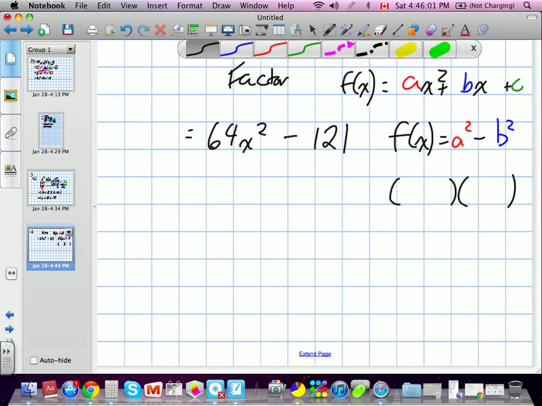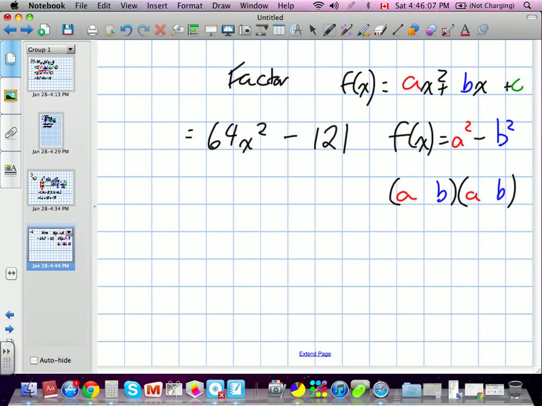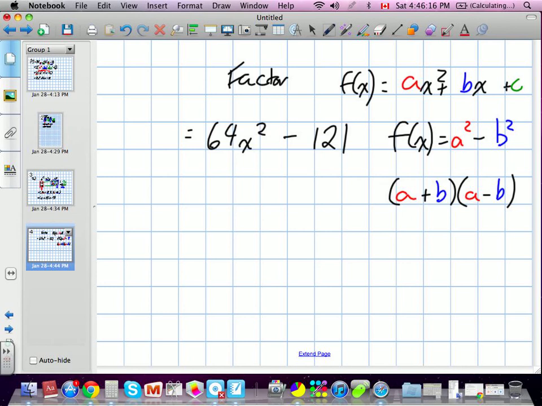Okay? So first of all, I have to make sure I can find the square root of the first term and the last term, and because it's called a difference of squares, it's a subtraction question. Okay, so difference of squares. Now, is this a subtraction question? All right, we got the difference part.